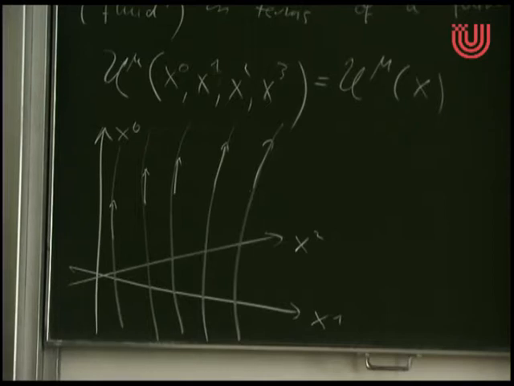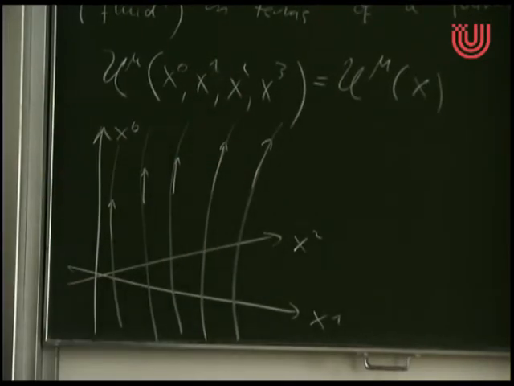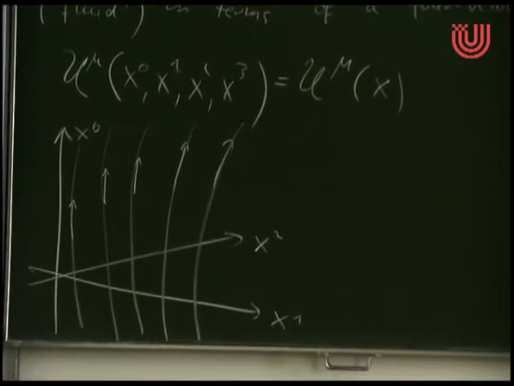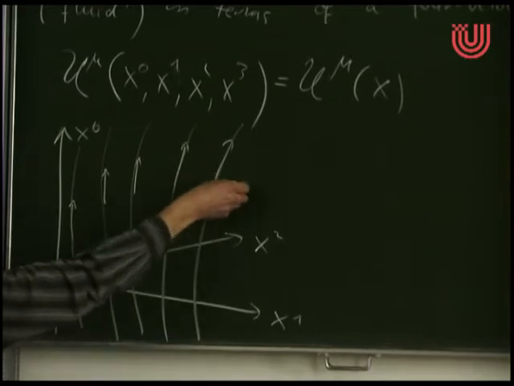Question: is there any restriction on this? What do you think? Should we restrict this four-vector by any condition? Or can it be any vector? Can it be this, or this, or this?